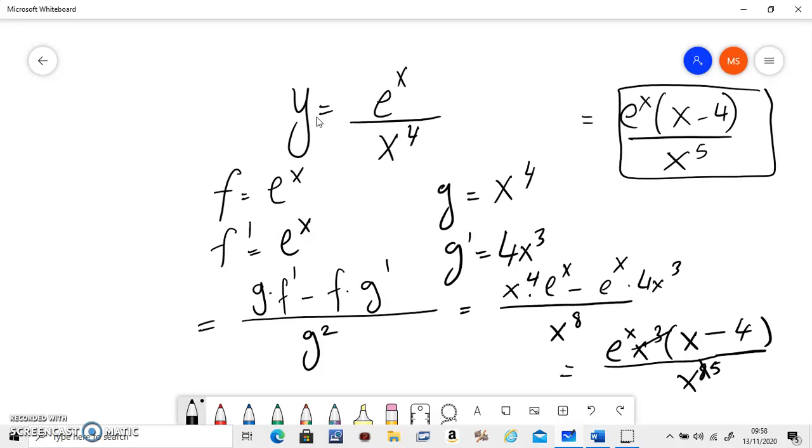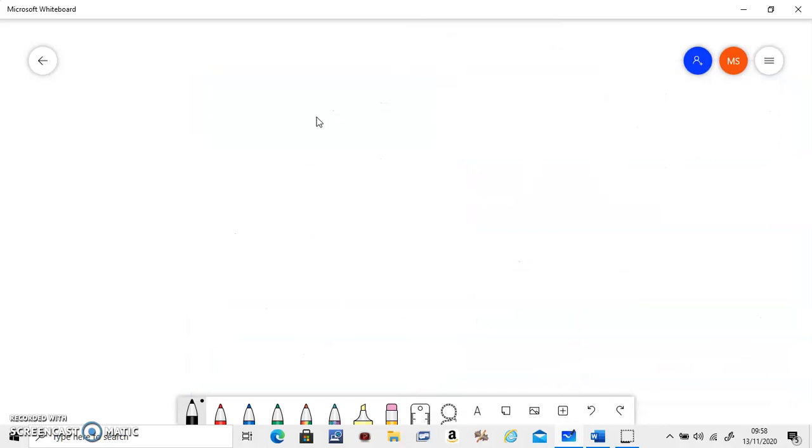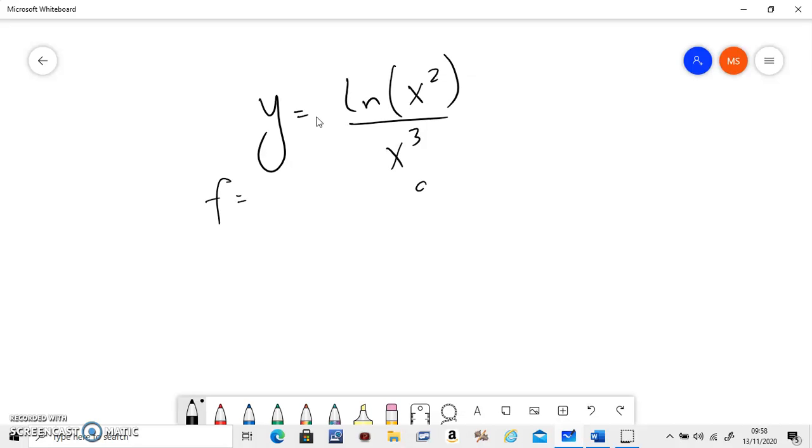Let's just try one more. Okay, say if I give you ln of x squared over x cubed, something like this. F, g, f prime, g prime. So f here is ln x squared, g is x cubed.